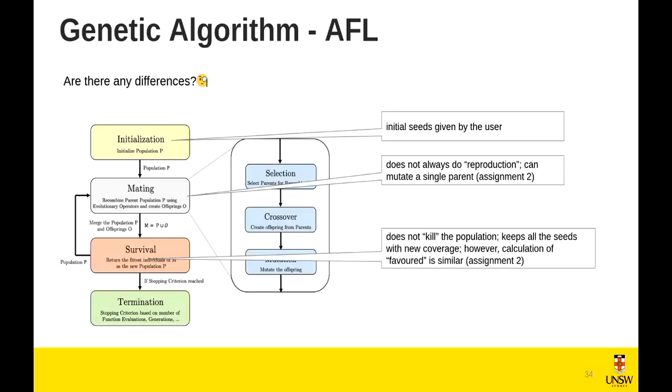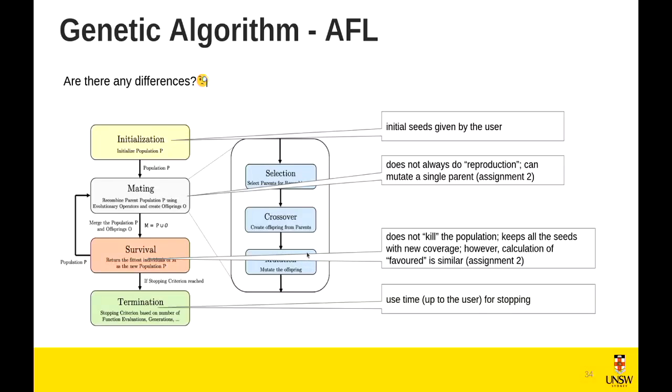And as for survival, AFL doesn't try to kill the population. It doesn't drop seeds. Whenever a seed can cover a new edge, it will be kept, and it will be kept in the queue forever. However, when we do the calculation of favored seeds, we are somehow maintaining a prioritization list, a prioritized queue. And it is somehow similar to the concept of calculating the survival population.